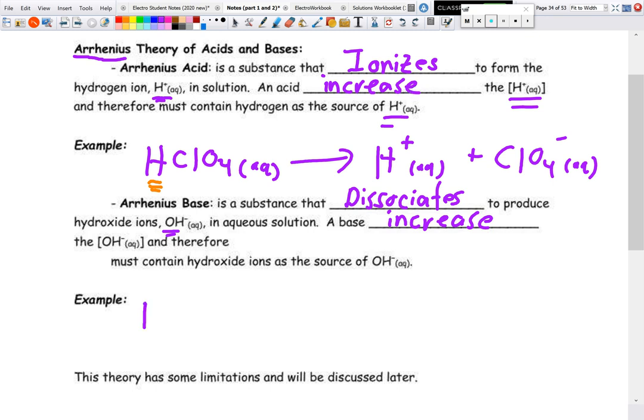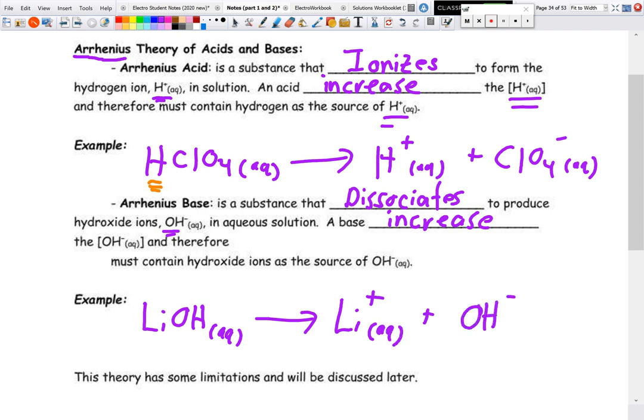So for example, if we have something like lithium hydroxide, it will dissociate to produce the lithium ion and the hydroxide ion.